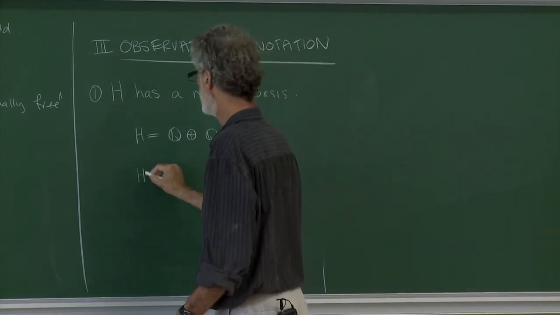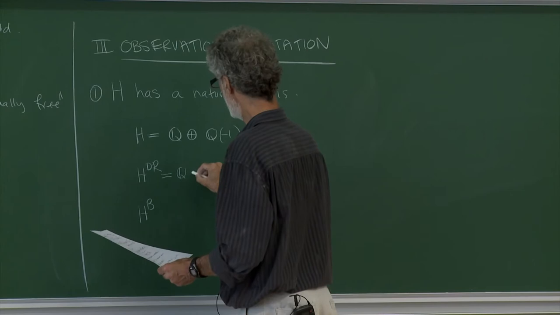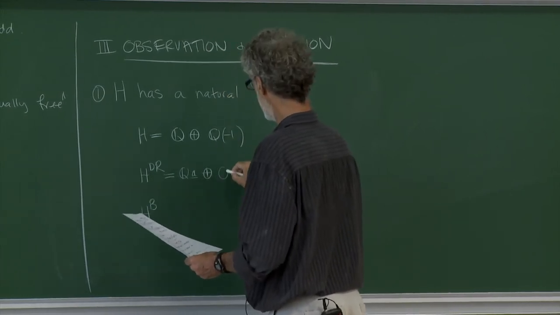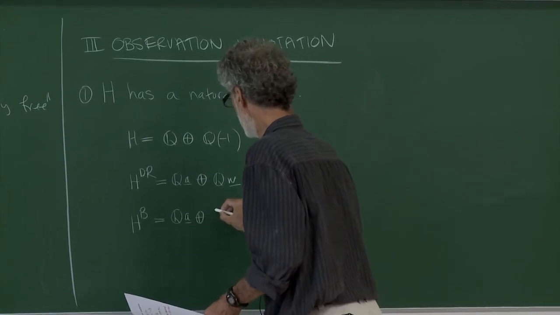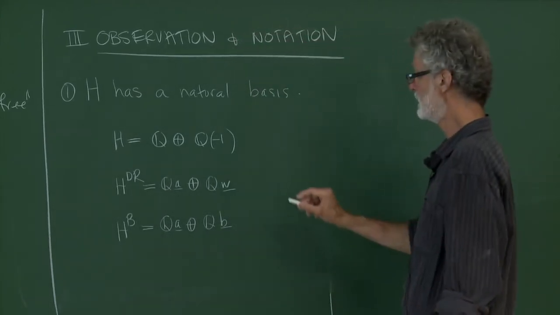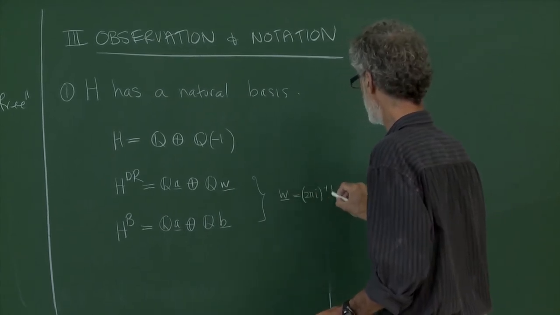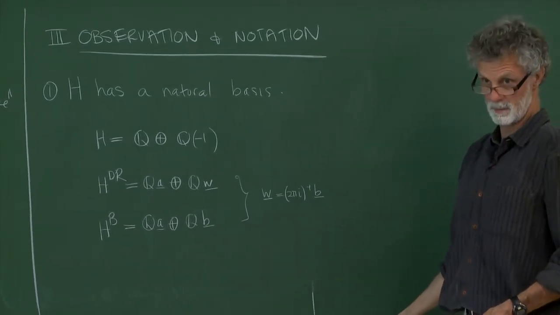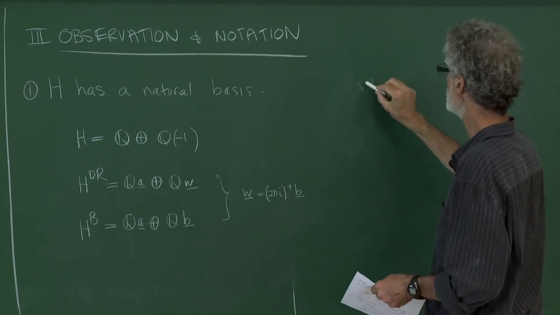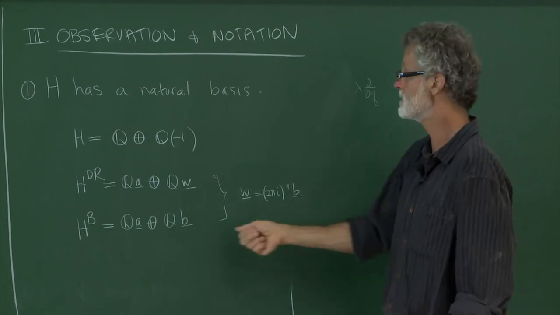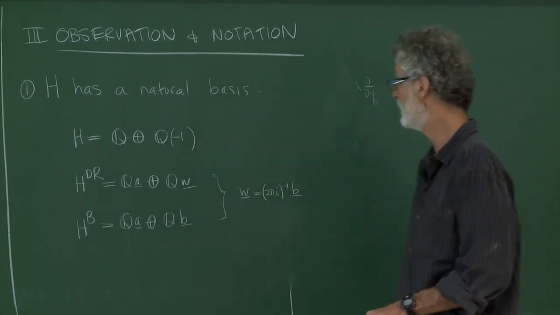I'll write out both the de Rham version and the Betti version. The Betti version is Q·a plus Q·b. The de Rham version is Q·a plus Q·w, and the relation between w and b is that w is equal to (2πi) inverse times b. We actually computed this. If instead I used lambda times d/dq, where lambda was not plus or minus 1, this would be a non-trivial extension and you wouldn't have a natural basis. But because it's split, you have a natural basis.